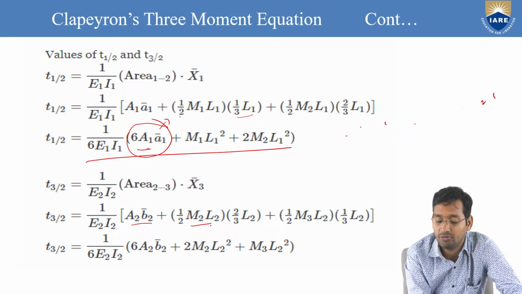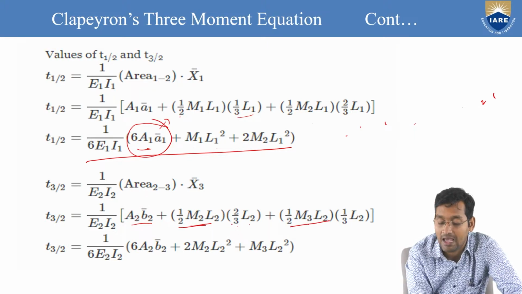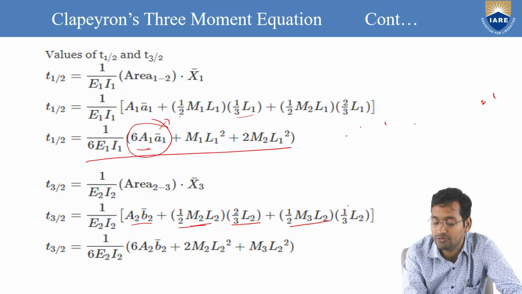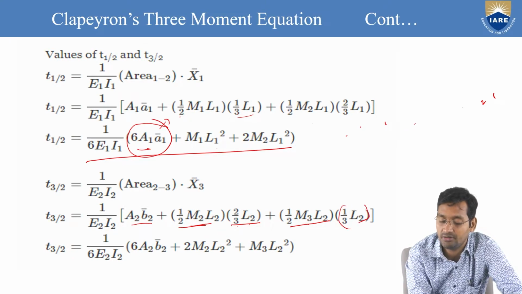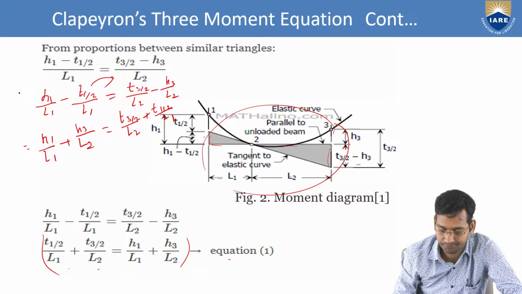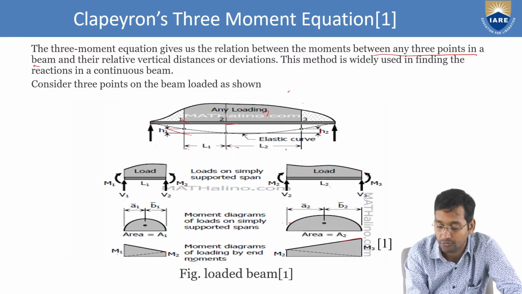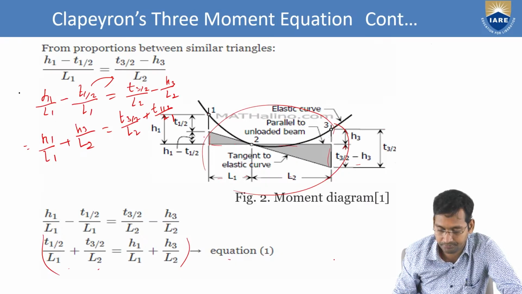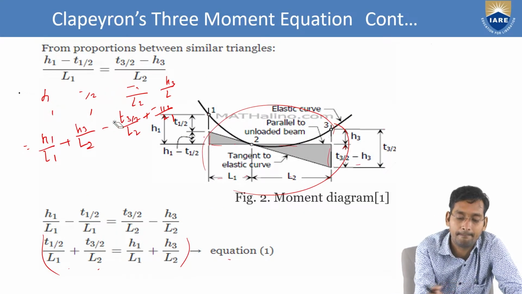So from this side, half M2 L2 into 2 by 3 L2 plus 1 by 2 M3 L2. So this is the area of the triangle and this is the distance. So where this side is 1 by 3, this side is 2 by 3, right? See here. So from here, if we are taking from this side, this side is 1 by 3, so from here this distance will be 2 by 3 L, because this side it's at 1 by 3 L. Okay, so now this is there.